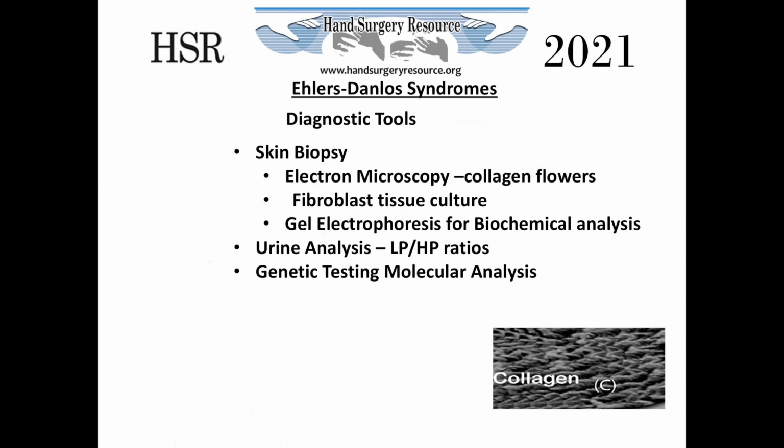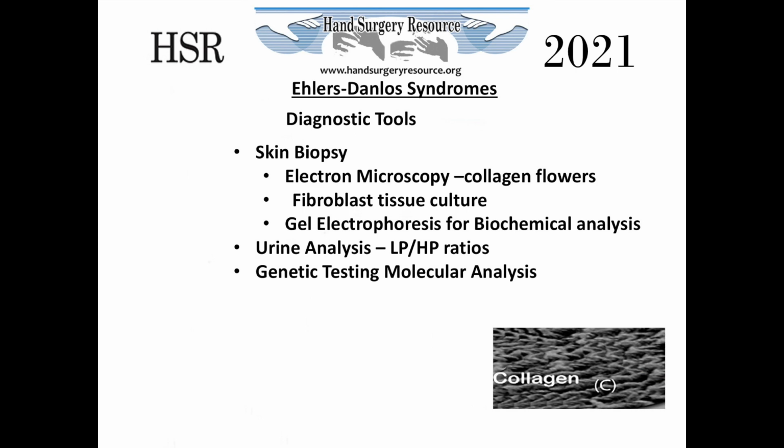Tissue from skin biopsies can also be used for fibroblast tissue cultures, where abnormal types of collagen proteins can be obtained and identified by using biochemical analysis with gel electrophoresis. Urinalysis can identify increased ratios of urine LP to HP. A ratio of 6 or greater is consistent with kyphoscoliotic type Ehlers-Danlos syndrome.